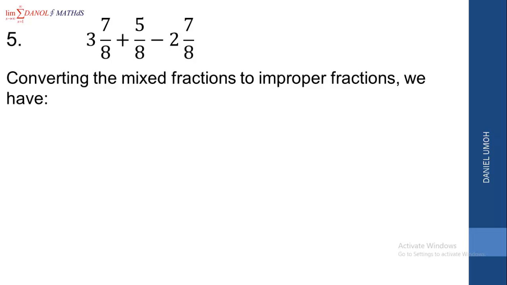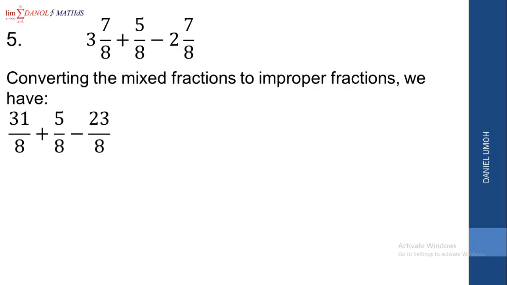Then for the last mixed fraction, we are going to say 8 times 2, that's 16. Then 16 plus 7, that gives us what? 23. So converting this, we had 31 over 8 plus 5 over 8, then minus 23 all over 8. I hope you understand what we just explained there.